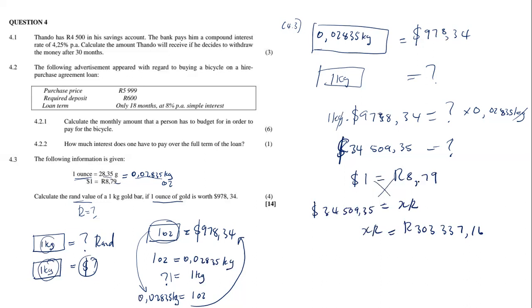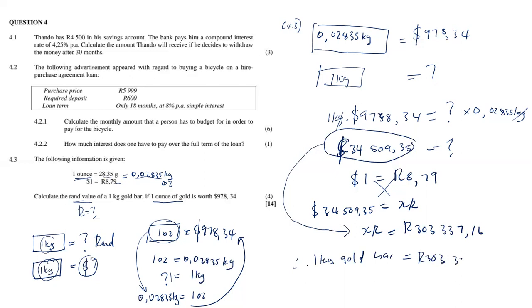Remember, we said 1 kg will cost this in dollars. So this is the same as this in rands. Therefore, our final answer: the 1 kg gold bar costs 303,337.16 rand. That's how we solve this question, which is 4.3.